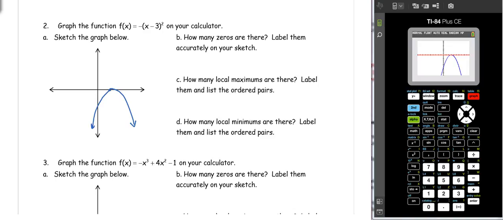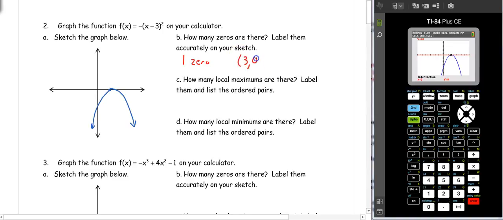So in this case, how many zeros are there? Well, we only see it intersecting the x-axis once, so we're going to say that there is 1 zero. Now, when we go to find the 0, we're going to hit second, trace, and we want the intersection. So I want to move close to that intersection, and I'm going to hit enter 3 times. 1, 2, 3. Now this time, when I go to do that, it gives me my intersection is 3, 0.